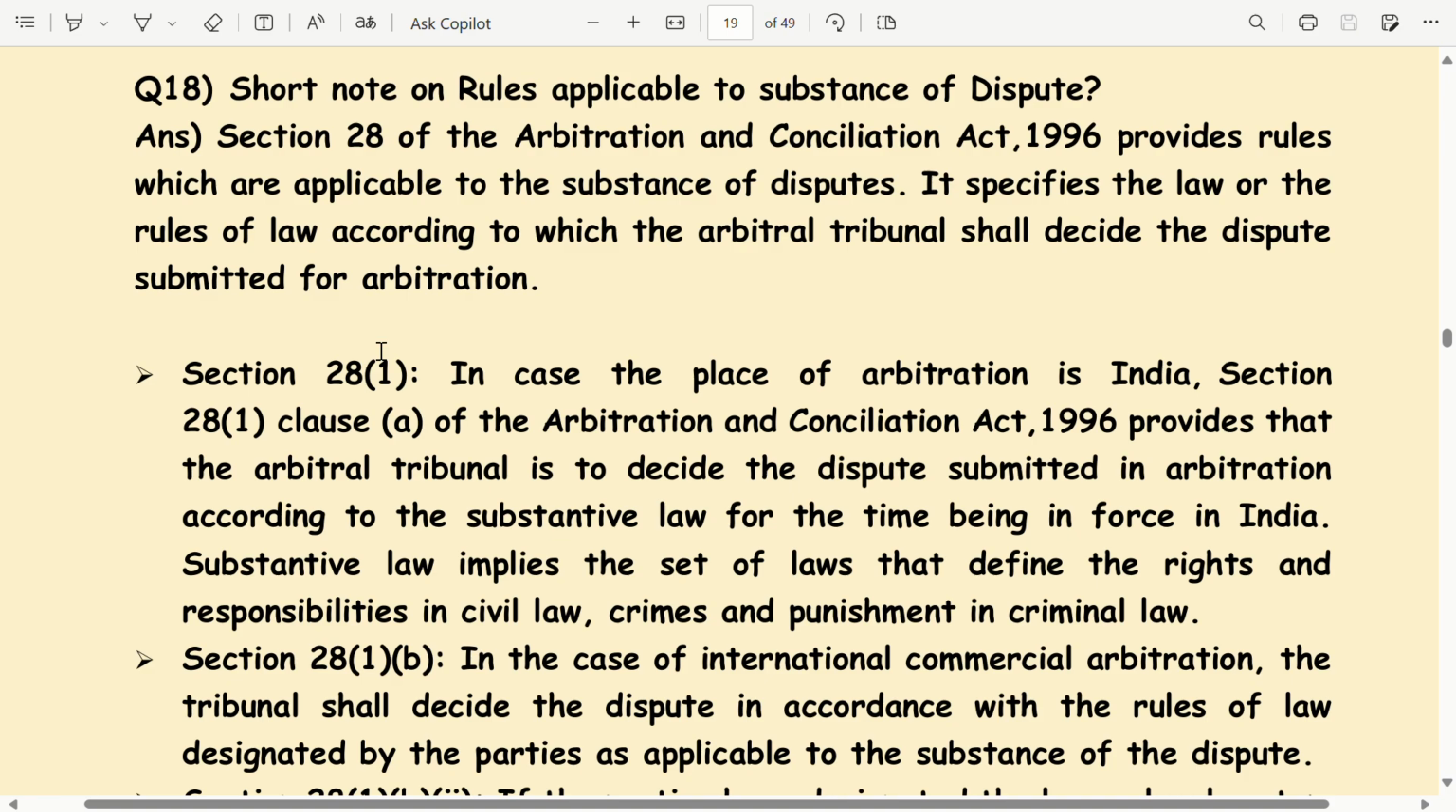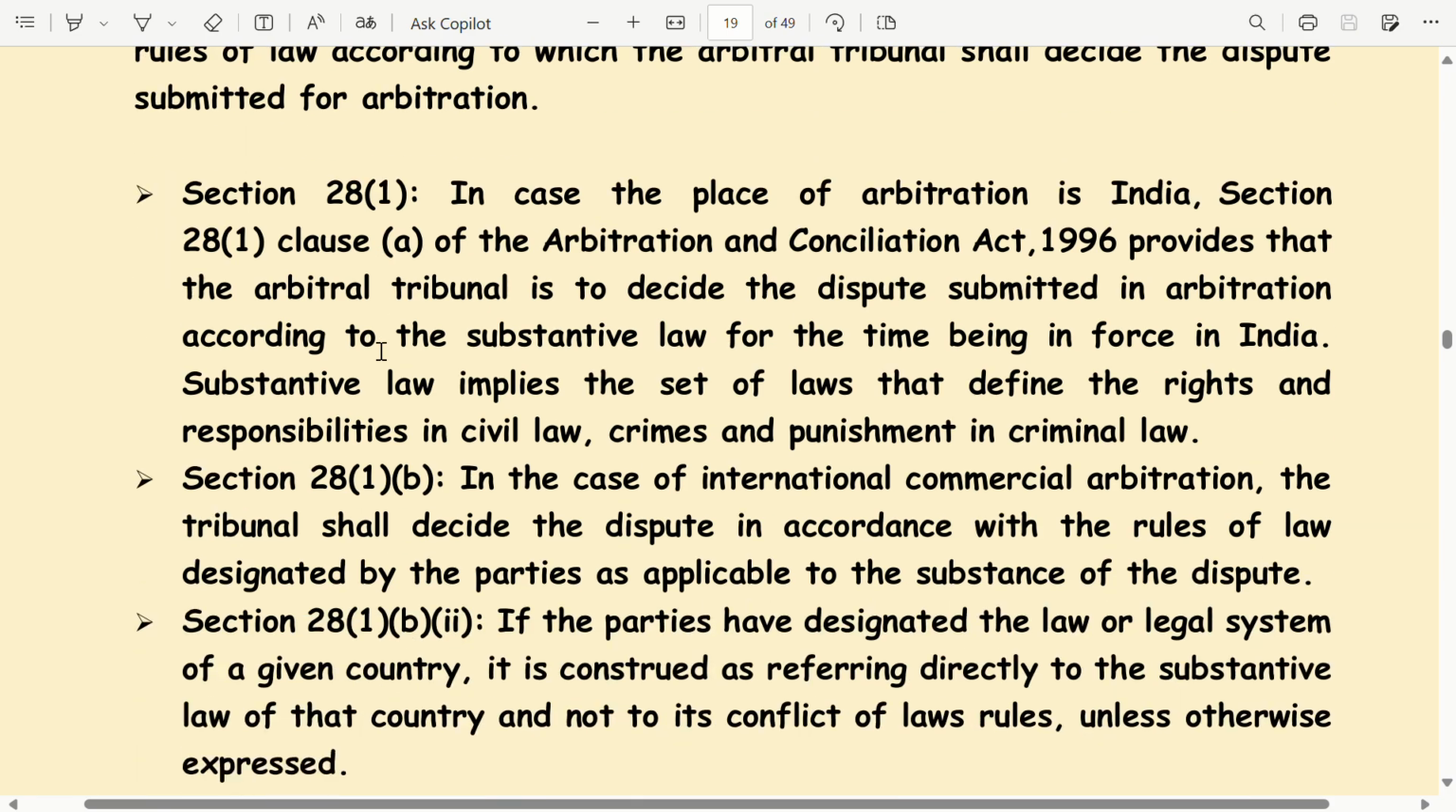for arbitration. Section 28(1). In the case of the place of arbitration is India, Section 28 subsection 1 clause A of the Arbitration and Conciliation Act 1996 provides that the arbitral tribunal is to decide the dispute submitted in arbitration according to the substantive law for the time being in force in India. Substantive law implies the set of laws that defines the rights and responsibilities in civil law, crimes and punishment in criminal law.